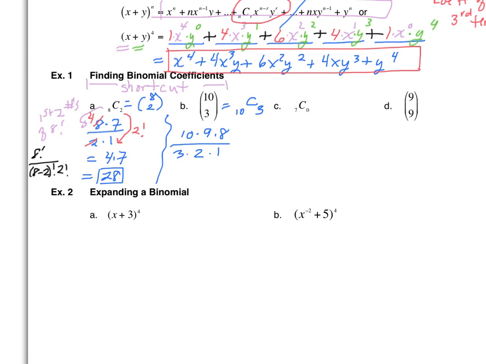And then start your canceling. The 3 cancels into the 9 3 times. And then the 2 can cancel into either the 10 or the 8. I prefer to cancel the 2 into the 8. It makes math easier when all is said and done, especially if you're not using a calculator. And so we're really multiplying 10 times 3 times 4, which gives you what? 120.